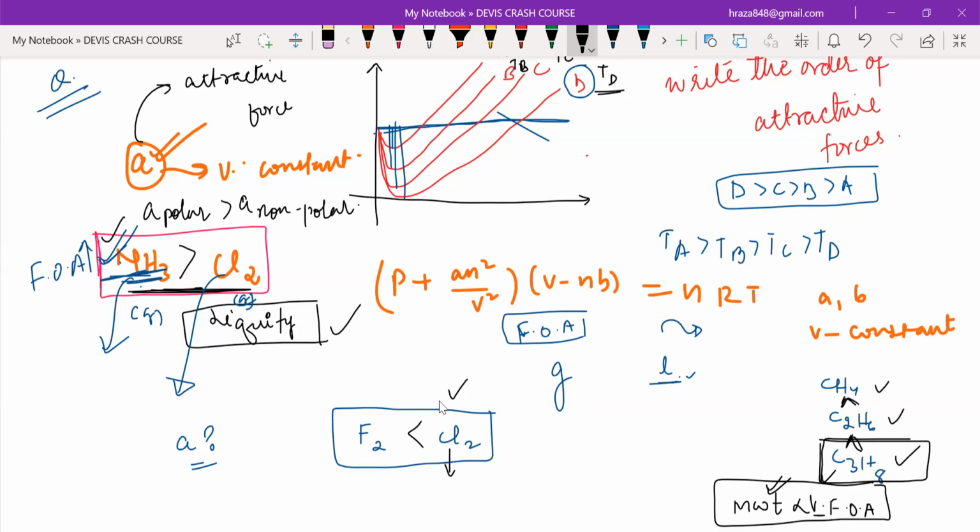Can I change the slide? Yeah, yeah. Okay, so this is very important. Can you tell me which one?